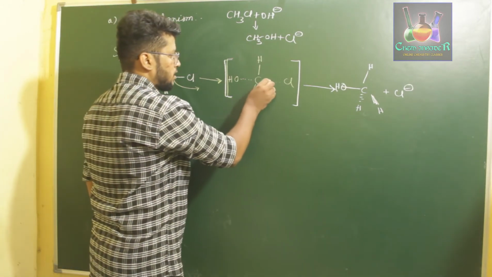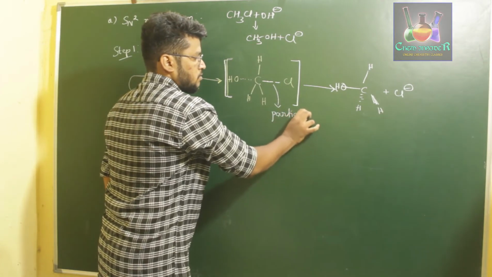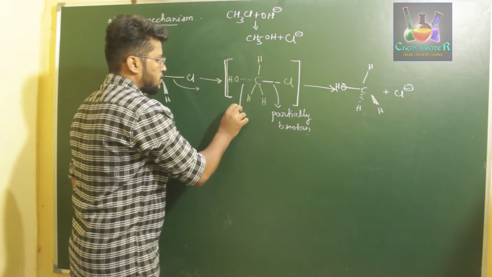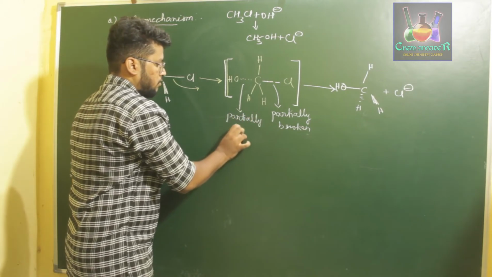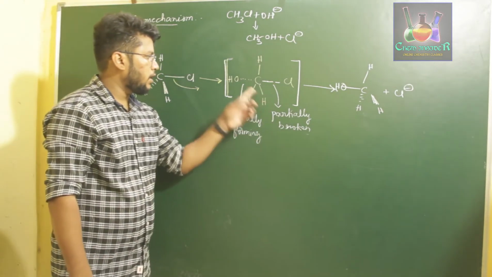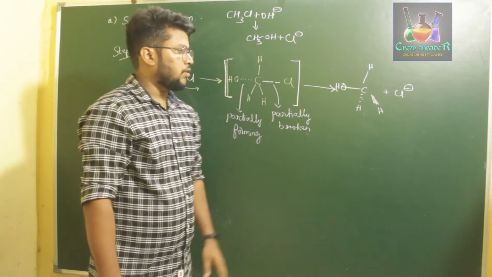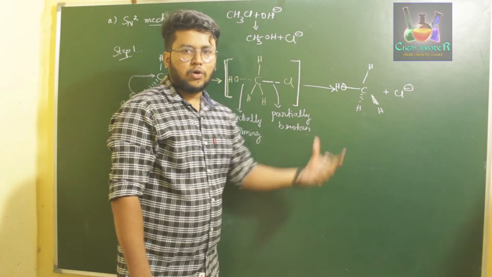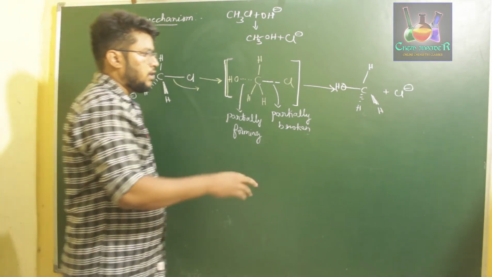So I'll just consider this in white mark. This is partially broken, and this is a partially forming bond. Later, on complete removal of the chlorine atom, we get methyl alcohol, which, when compared with the previous methyl chloride, has a reverse configuration.